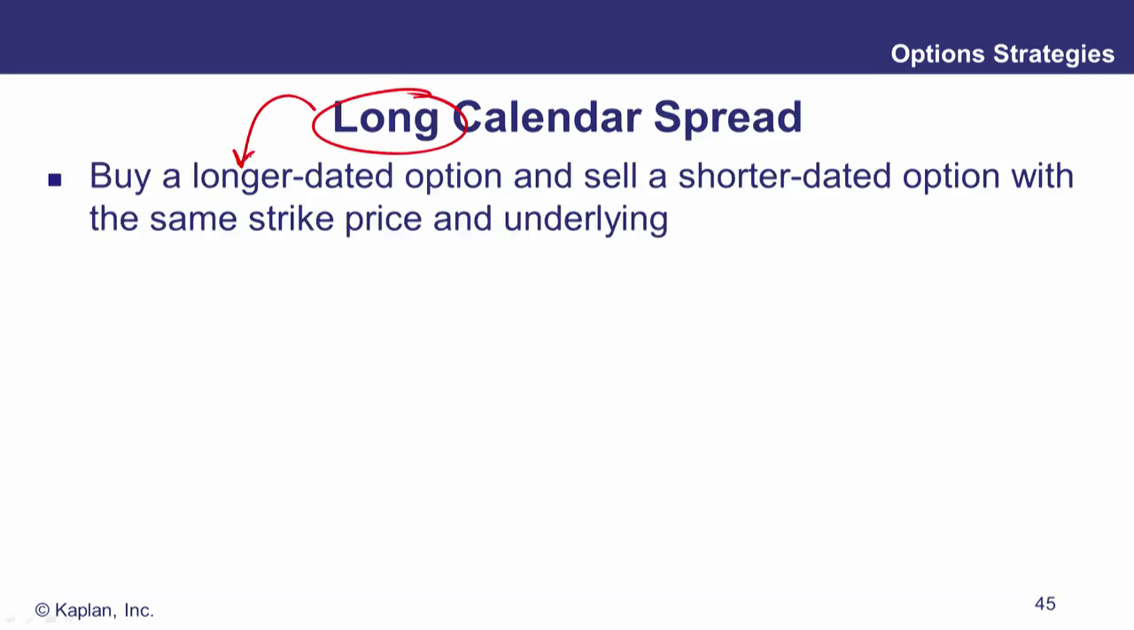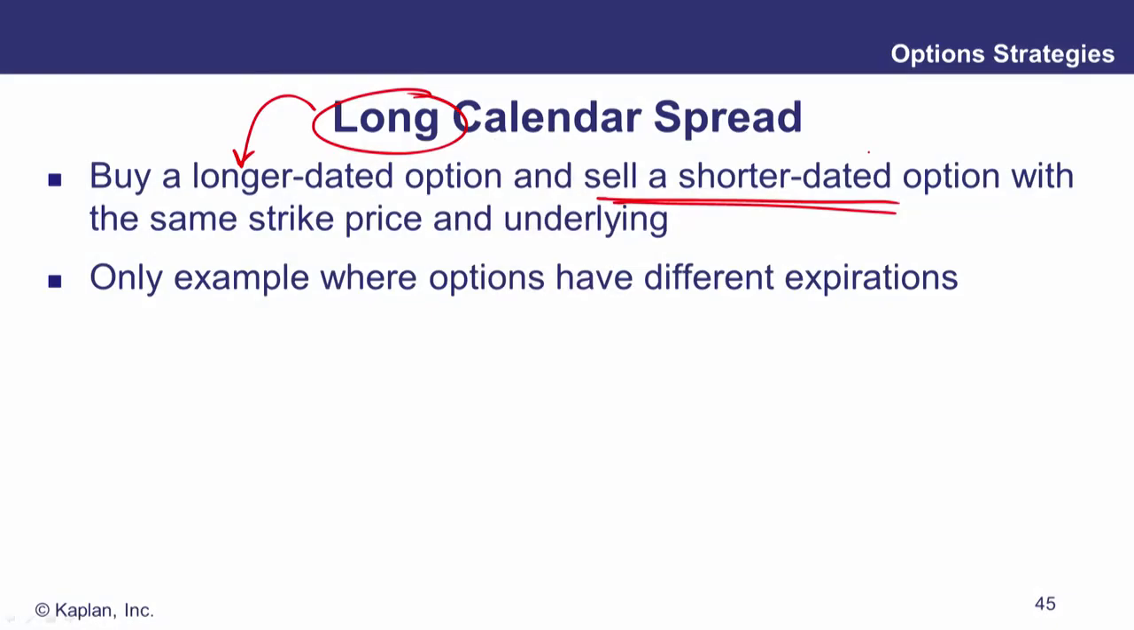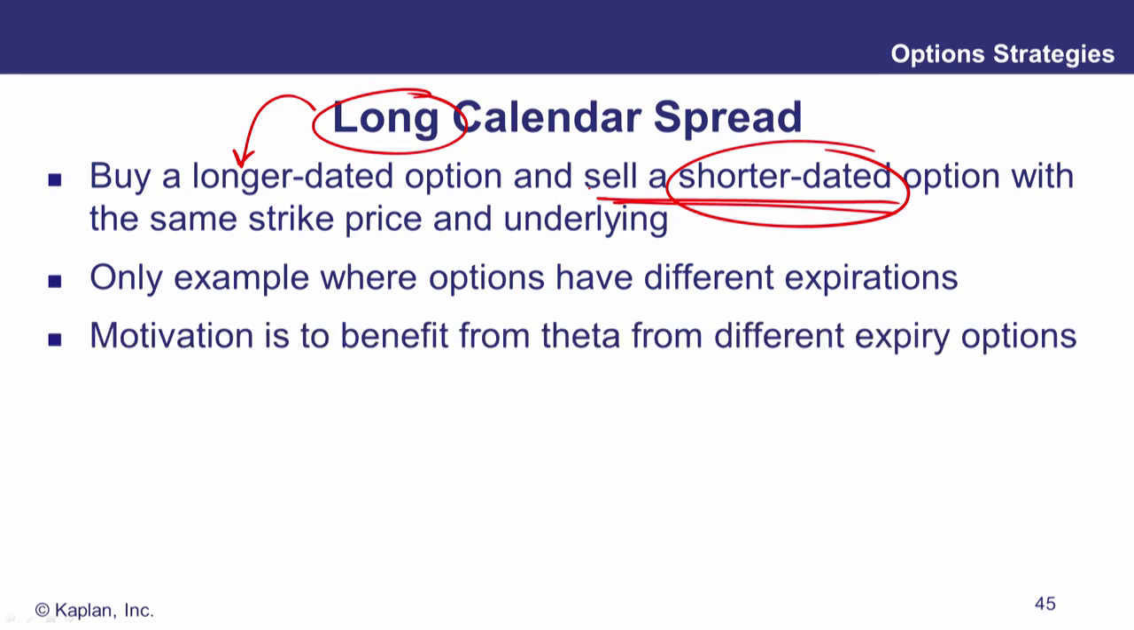When you buy longer dated options with a lower theta in absolute terms, and you sell shorter dated options with a higher theta in absolute terms, everything else the same, if time passes, you would expect the time decay on the shorter dated options that you sold to outweigh the time decay on the longer dated options that you've bought, and you are profiting from that position. That's what you're trying to benefit from.